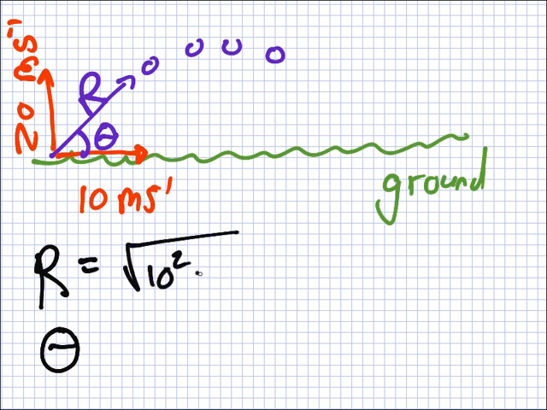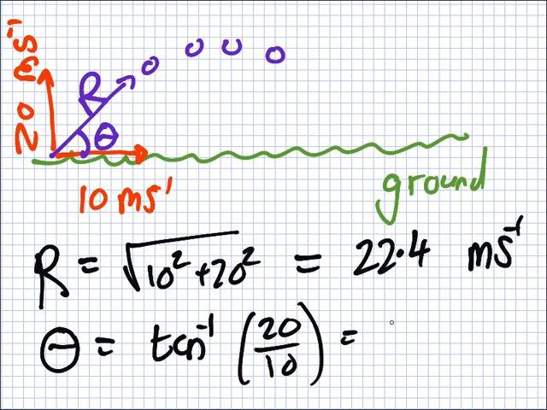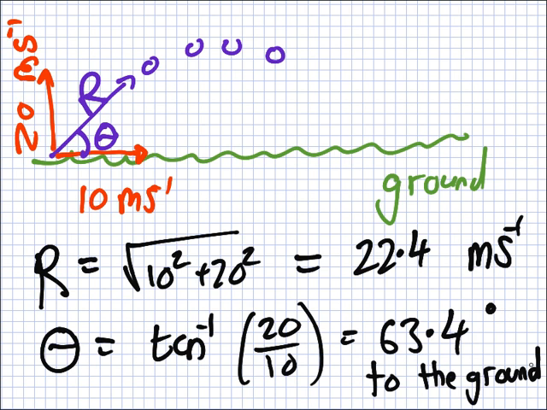So the magnitude should be this, which is what? And the theta should be this, which is what? 63.4. Okay. Easy peasy? Yeah.